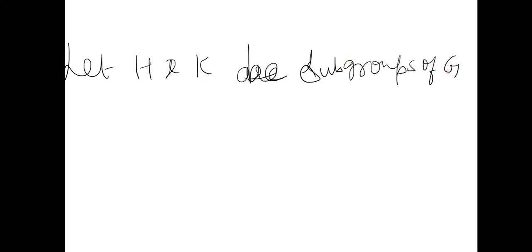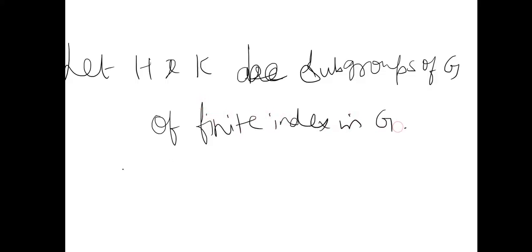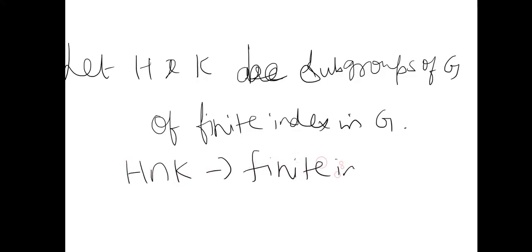two subgroups of finite index. Let H and K be subgroups of a group G of finite index. So both of them are subgroups of finite index in G. Then we are asked to prove H intersection K is also of finite index in G. H intersection K is a subgroup of finite index in G. So this is the problem.